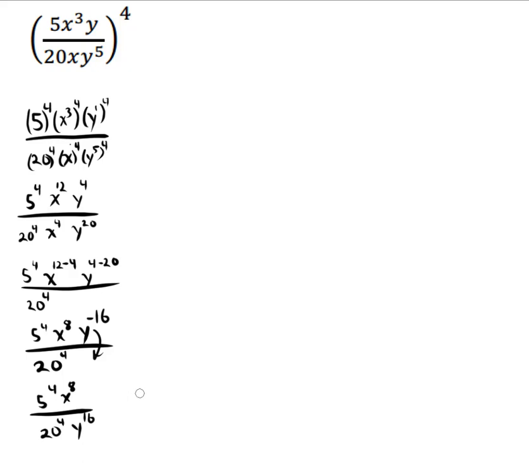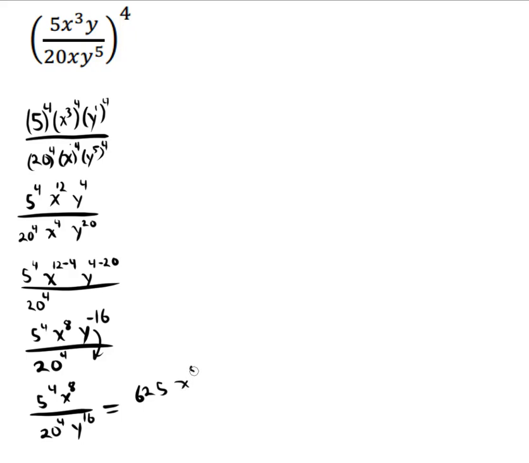I'm not quite done yet. What I then have to do is actually raise these powers to the right power. So 5 to the 4, if I type that into my calculator, I'm going to get a big number, but it's not even going to be the biggest number I'm going to get here. Let's see, 5 to the 4 is 625. I'm just going to make this equal to 625, right?